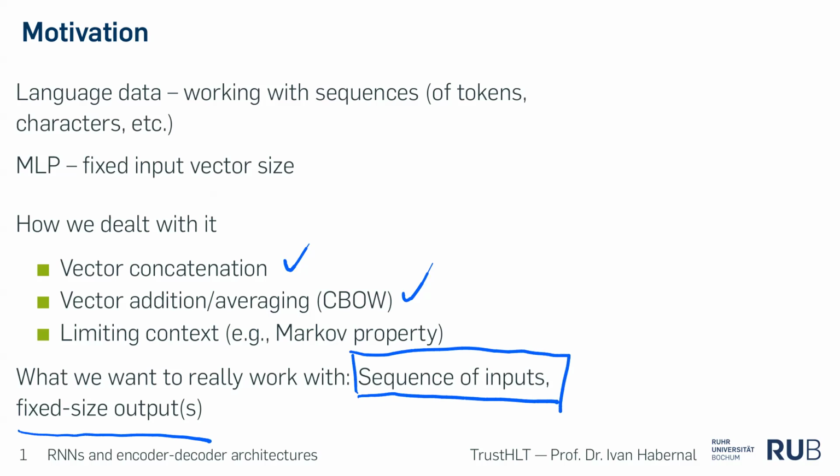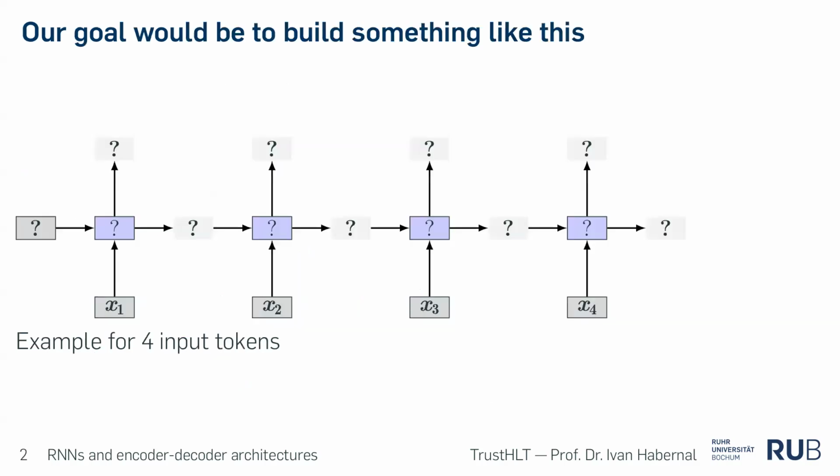So anything in between, we should be able to accept these different kinds of size. So what we really want to build, some sort of network, is, for example, if we have 4 input tokens, we might want to build something like this, where these are vectors. Basically, these are the words. So 4 words are input to something which goes left to right.